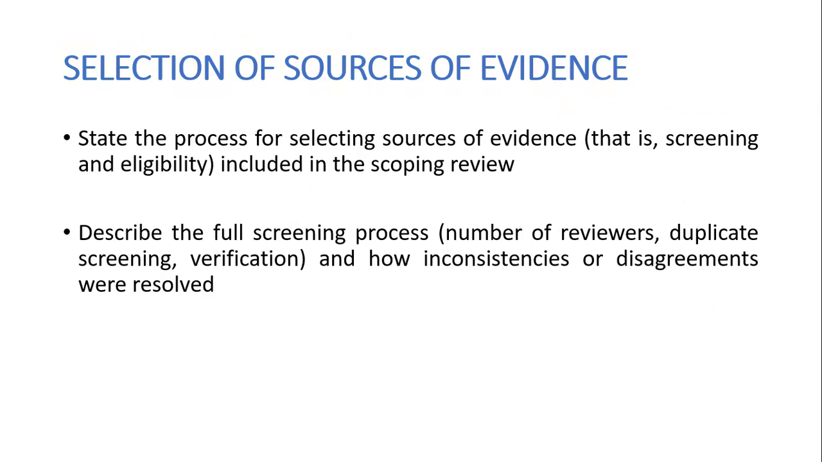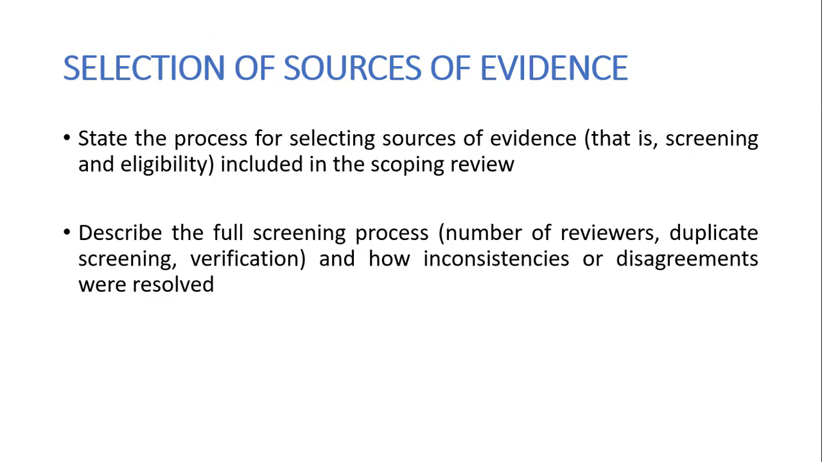Then selection of sources of evidence. So state the processes for selecting sources of evidence, that is the screening and eligibility, including in the scoping review. In this process, the full screening process, number of reviewers, duplicate screening, verifications, inconsistencies or disagreements if there are. Of course, when the same work is done by two independent authors, it's obvious that you will get disagreements. So how have these disagreements been resolved? I hope you are getting my points.